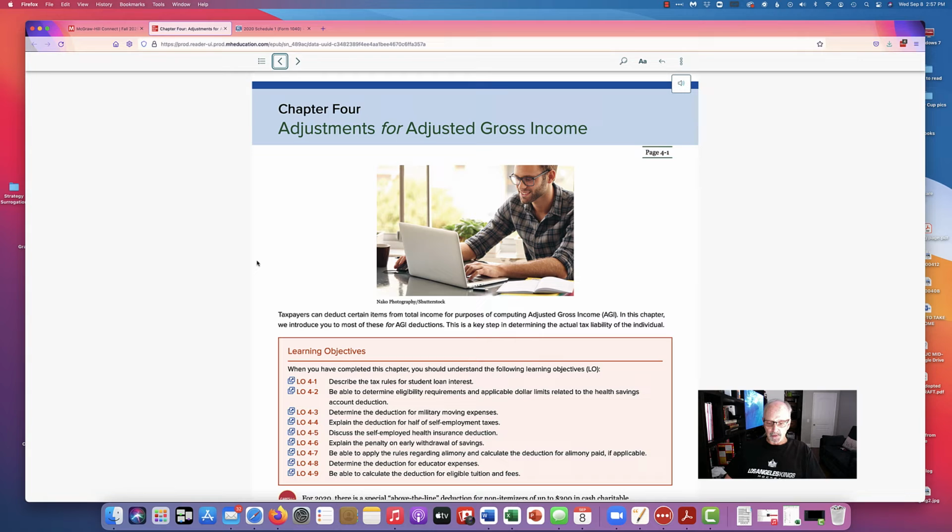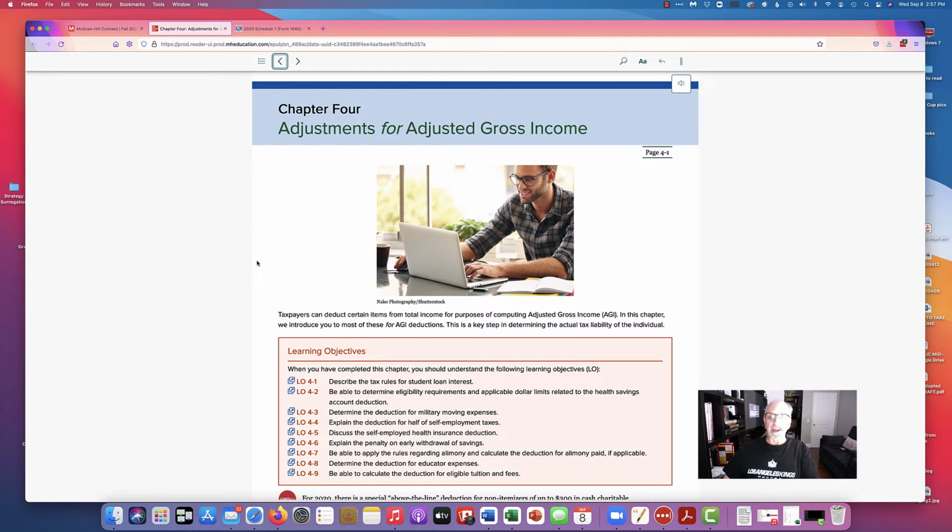For those agreements that were executed on or before December 31st, 2018, and were not subsequently modified, the respective parties will still be able to deduct the payments and be required to include the payments in income until such time as the agreements expire. Be careful to read this one very, very carefully because there are a lot of subtle rules that affect the calculations.